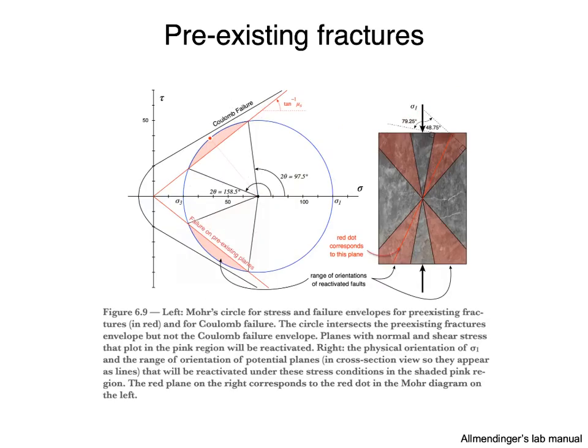This is one example. The black envelope is the failure envelope for the rock, and the red envelope is the failure envelope for sliding along pre-existing fractures. For the state of stress indicated by the Mohr circle, any pre-existing fracture whose normal makes an angle of 49 to 80 degrees with sigma 1, will slide. This range of fracture orientations is indicated by the red areas in the Mohr circle and in the image of the sample. Fractures with different orientations will not slide, and the sample will not develop a new fracture because the Mohr circle is inside the failure envelope for the rock.